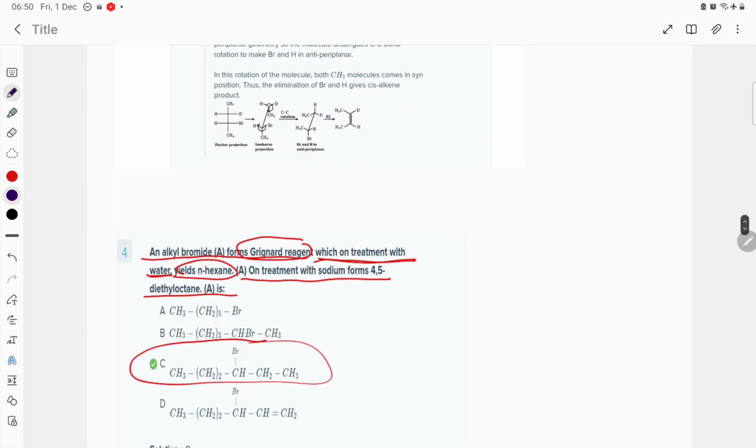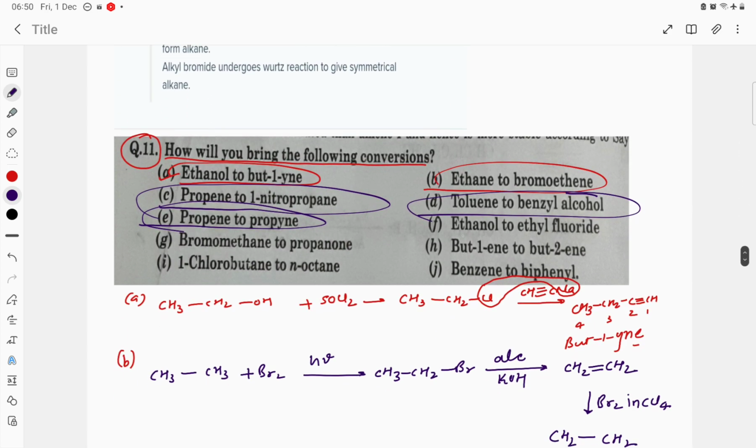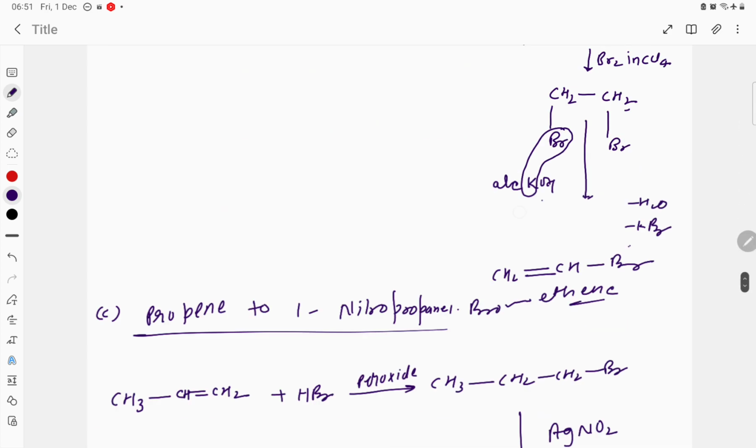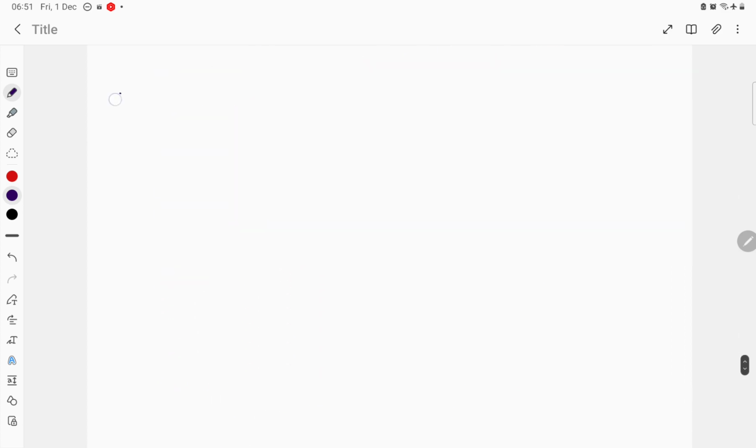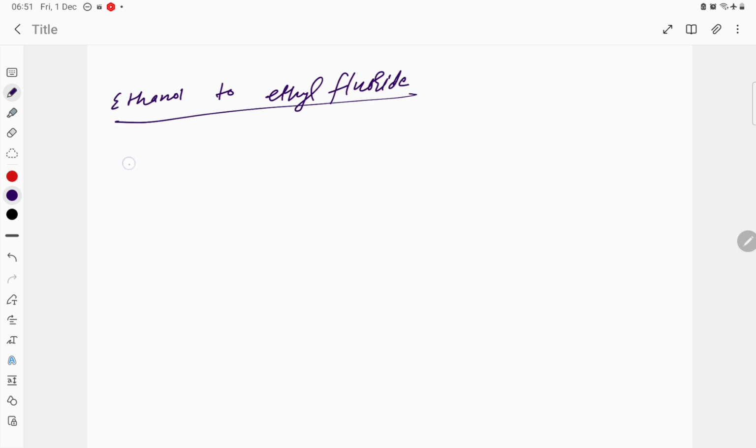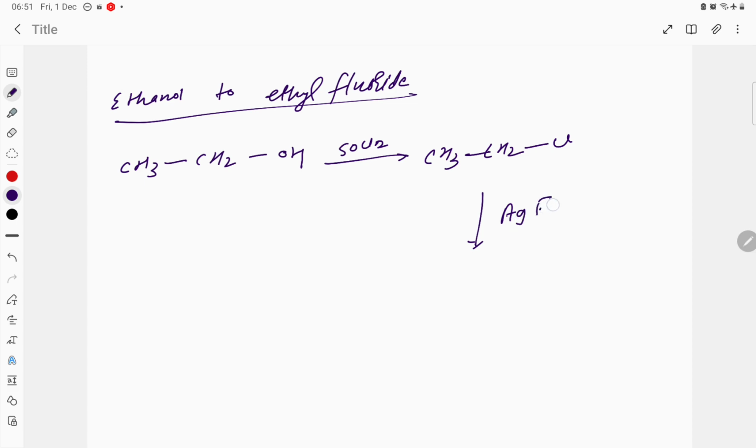Now let us see the next one, student. What is the next one? Ethanol to ethyl fluoride. Ethanol is what, student? CH3 CH2 OH, ethanol. Now, student, you treat with SOCl2. So what are you going to get, student? CH3 CH2 Cl. Now you treat with AgF, student.